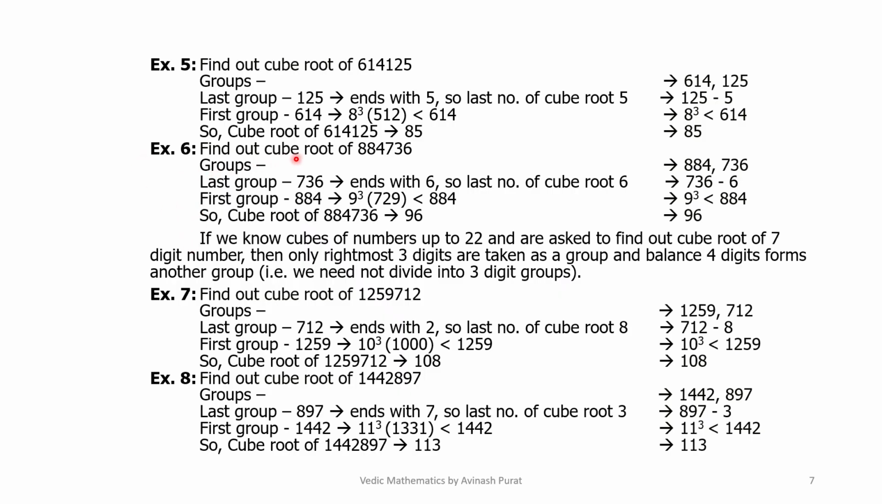Example 6. Find out cube root of 884736. Groups are 884 and 736. Last group is 736, ends with 6, so last number of cube root is 6. First group 884: highest cube less than 884 is 9 cube, 729, which is less than 884. So 9 is the first digit. So cube root of 884736 is 96. 9 and 6.